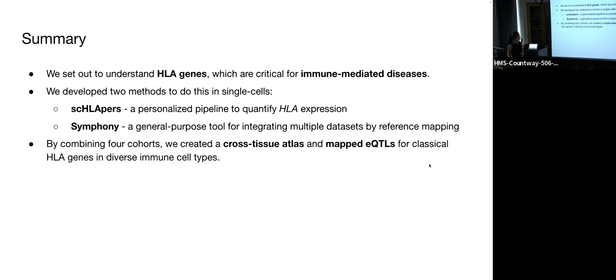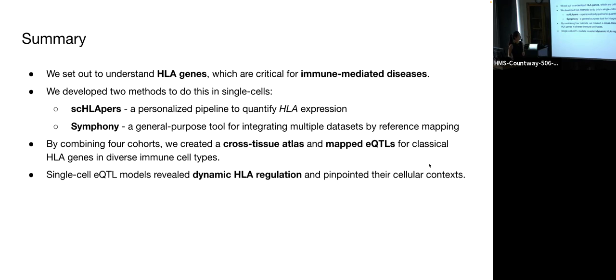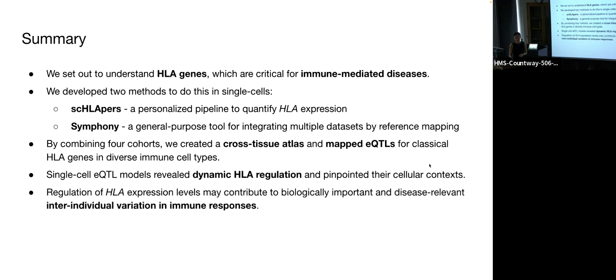By combining four cohorts, we created a cross-tissue atlas of HLA expression and mapped EQTLs for HLA genes in diverse immune cell types. And then by using single-cell EQTL models, we found dynamic HLA regulation and pinpointed their cellular contexts. And we think that this regulation of HLA expression levels could contribute to biologically important and potentially disease-relevant variation amongst individuals in terms of their immune response.